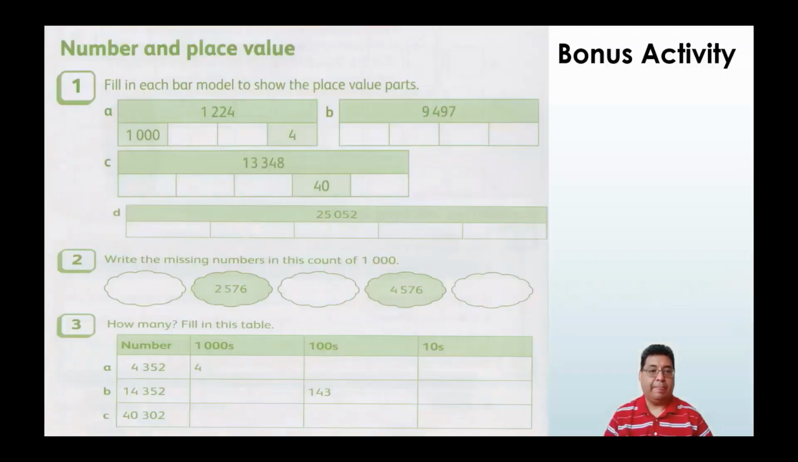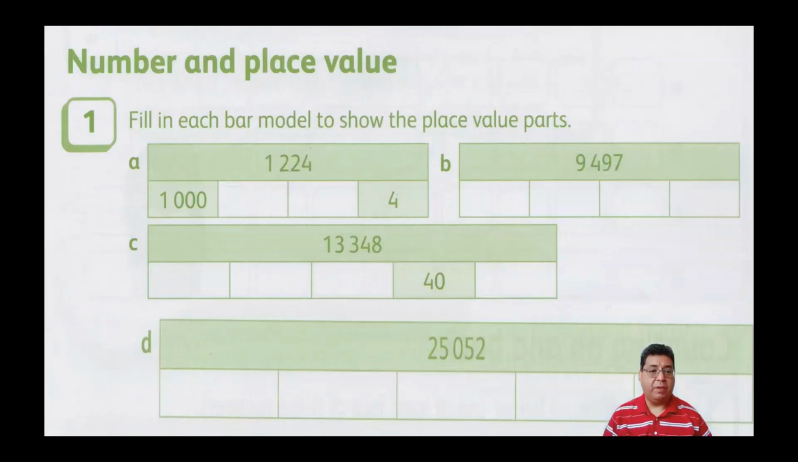Okay, so here's the bonus activity, and I'm going to have 3 activities for you to do. Let's take a closer look at these now. For number 1, you're just going to fill in each bar model to show the place value charts. So there's 3 that are already filled in for letter A. They filled in 1,004 for that number. For letter C, they filled in 40. So you've got the idea already with 3 examples of what to do for the rest. Okay, so just do the same thing for the others.